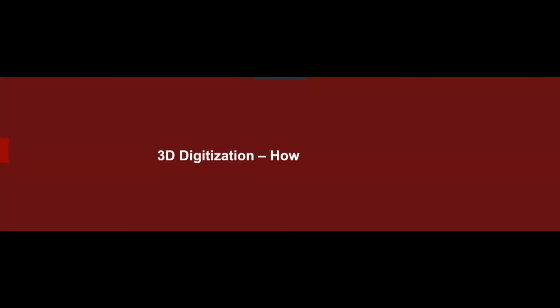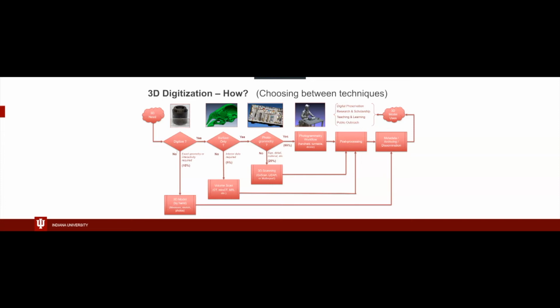Now we're going to talk about the how. This is where I'm going to focus most of our talk today, because it's really what I do in 3D digitization support. So this is a flow chart that we created for when someone wants to digitize something. Every time somebody comes to us and they want to digitize an object, we have this flow chart in the back of our mind because we will follow it to determine what is the best route for digitizing your objects.